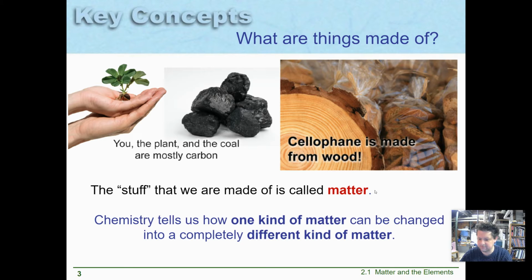So, I mean, everything from this cup to a marker to the computer I'm working on, all of it has mass and takes up space. It's got a certain amount of volume that it takes. Chemistry can tell us how we can take one kind of matter and change it into a totally new kind of matter. For instance, how did I change this tree into charcoal?